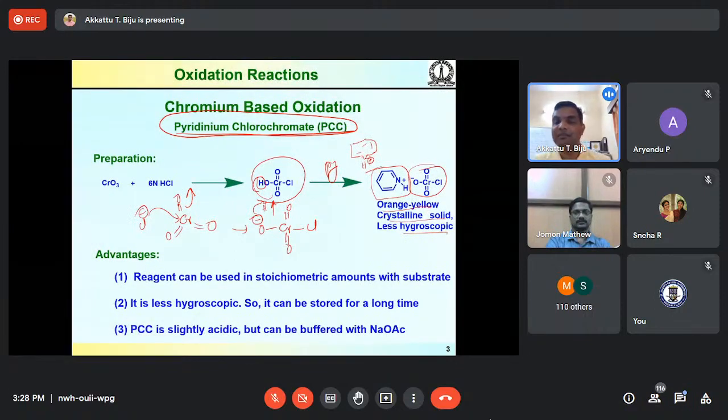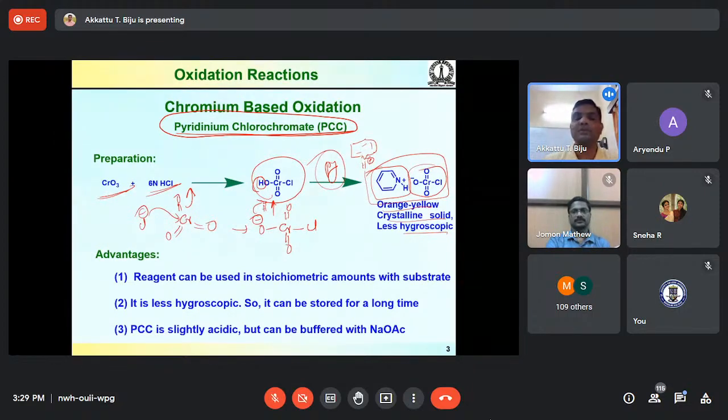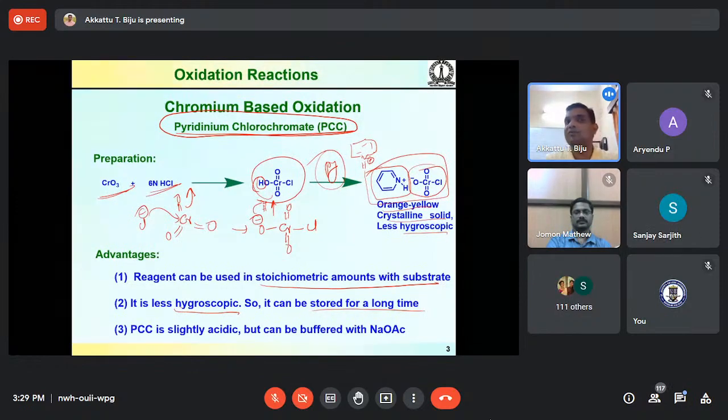And remember, this reagent is formed from chromium trioxide upon treatment with acid, followed by base treatment. So there is no acid, no base. It is just a crystalline salt formed from chromium trioxide, HCl, and pyridine. This reagent is used in stoichiometric amount with substrate, and it is less hygroscopic, so it can be stored in a bottle in air.